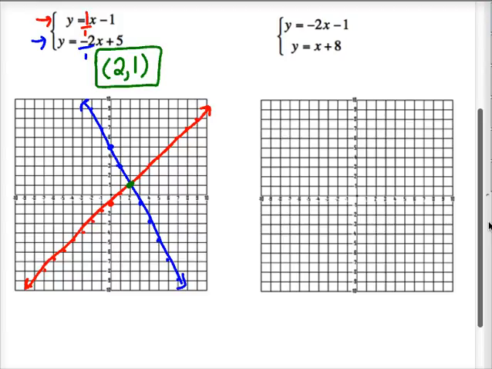So let's take a look at one more example just to make sure that we can do this before we end our video. So our first line, we start down at -1, y-intercept of -1, and then slope of -2. So -2 over 1. So I go down 2 and over 1 to get all of my points. Once I have my points, I connect them.